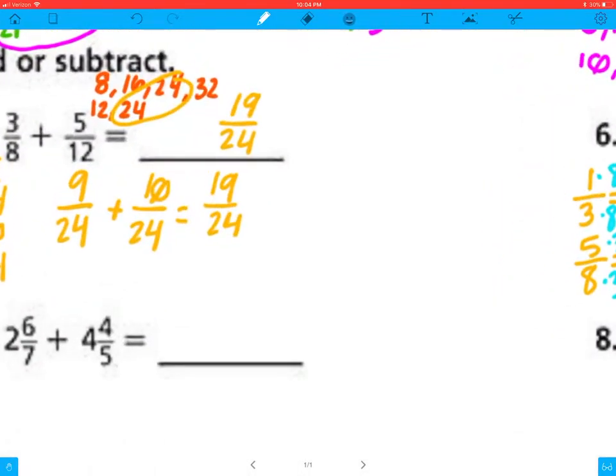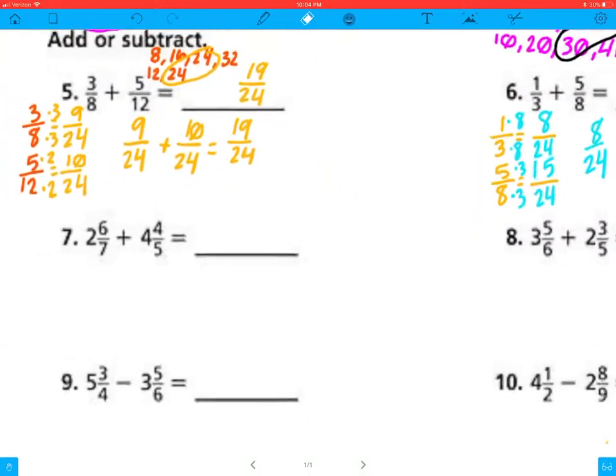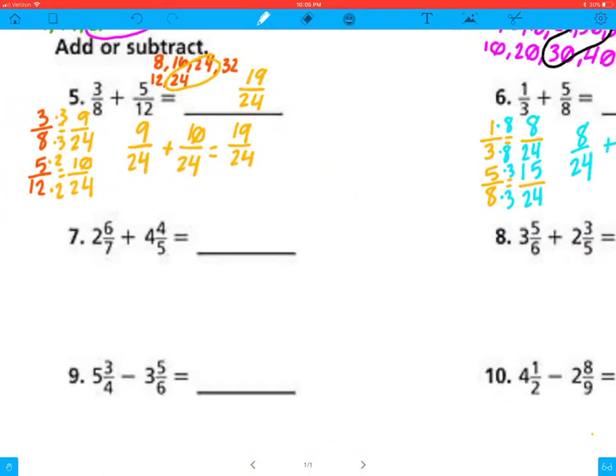Now we have some mixed numbers. Again, I'm going to show you different ways to do this. I'm still trying to figure out the screen, but that's okay. So I have 2 and 6/7 and 4 and 4/5. So I'm going to focus on the fraction. That's going to be what I'm really looking at. 6/7 and 4/5. So I'm going to list out my common denominator, but I need to find some multiples.